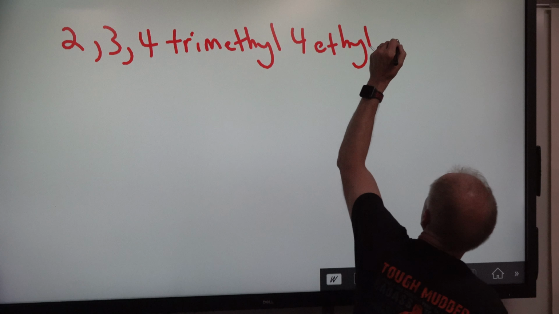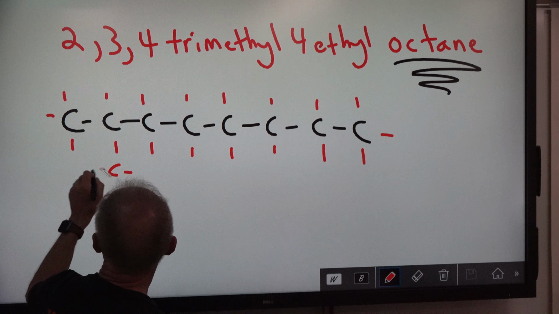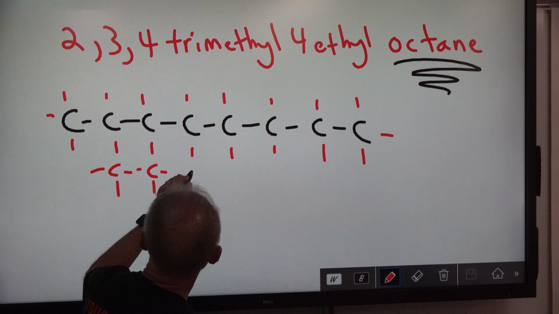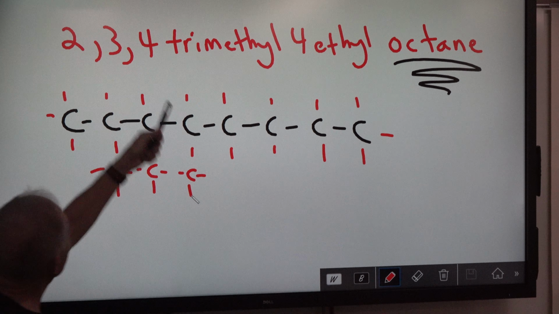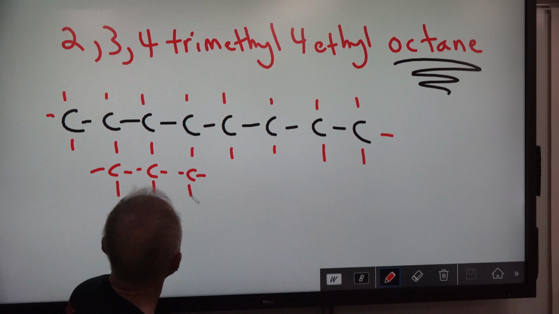All right. Now, the only reason I can put all those around it is because I know that they're all single bonds between the carbons. Now let's figure out what we have here. 2,3,4-trimethyl. So on the second carbon, third and fourth, we put methyls. Second carbon. Third carbon. Fourth carbon. So that's 2,3,4-trimethyl. Now, on the fourth carbon, we have to put an ethyl.